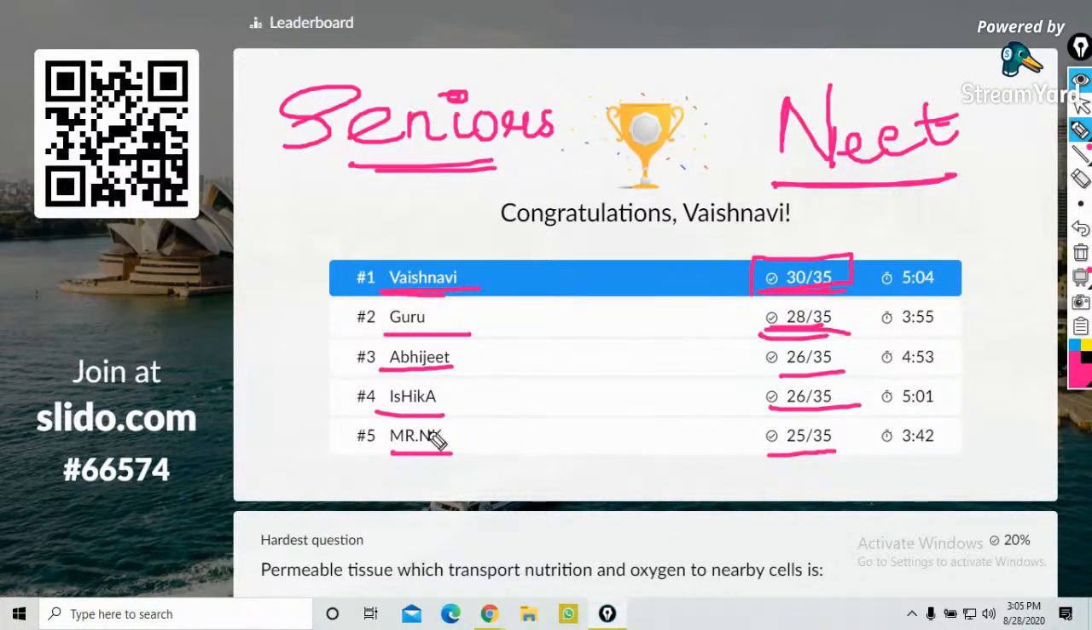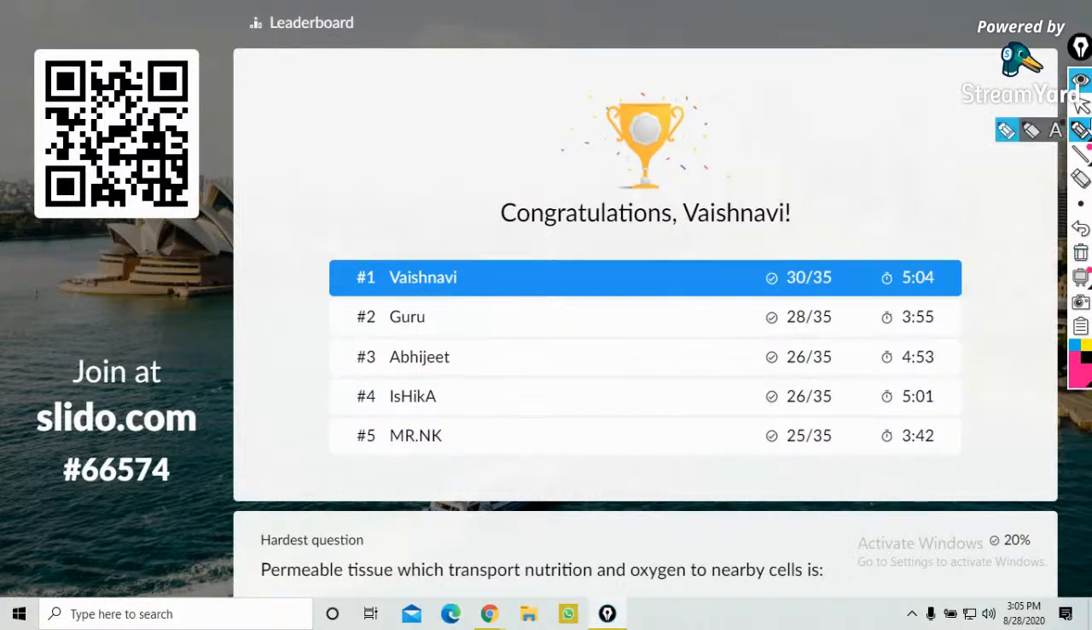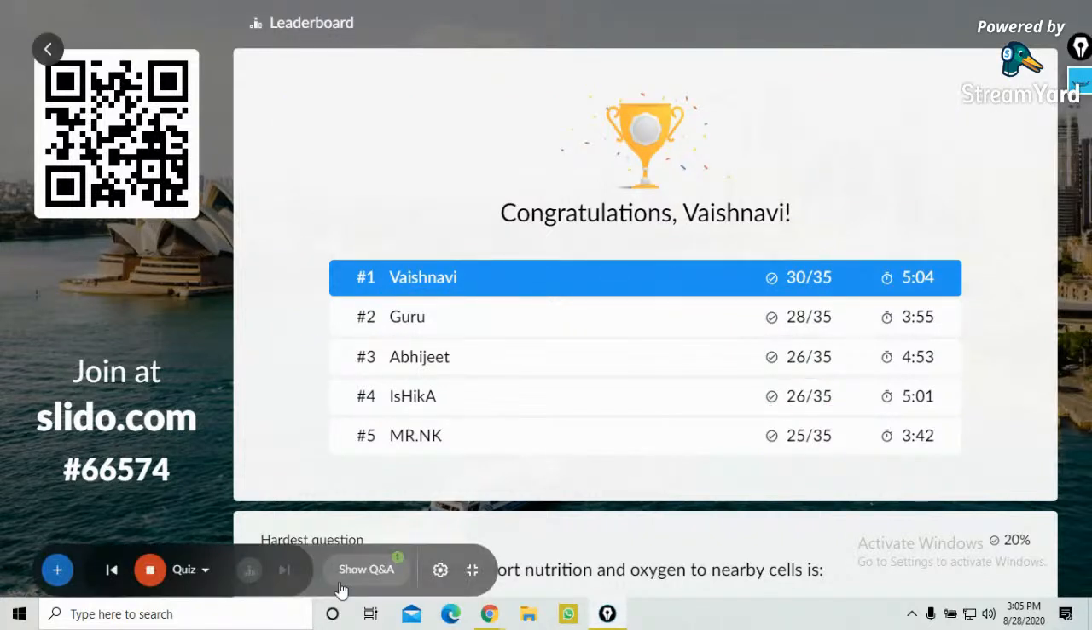But all these are 10th standard students. Okay, two NEET batch students and 10th standard students are also over here. But Vaishnavi and Guru, I am not satisfied with the score. You might have scored full marks because it was a simple question.